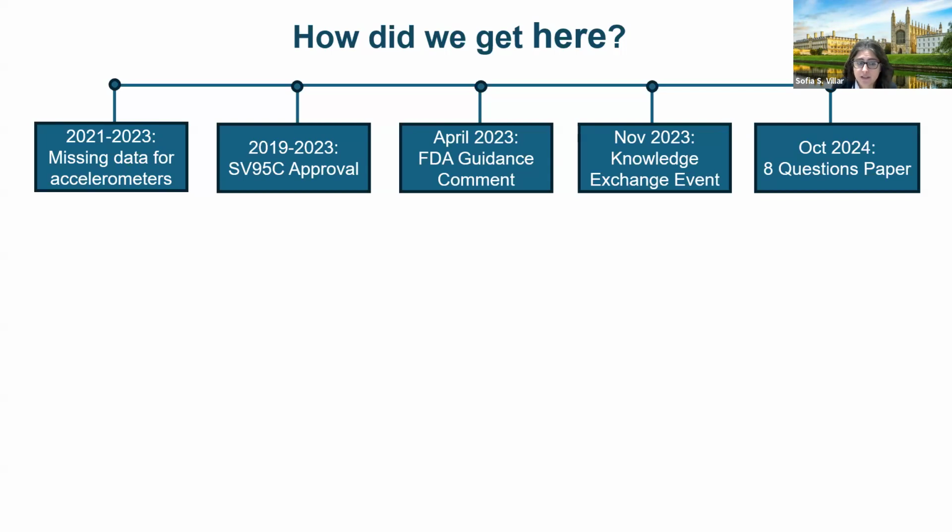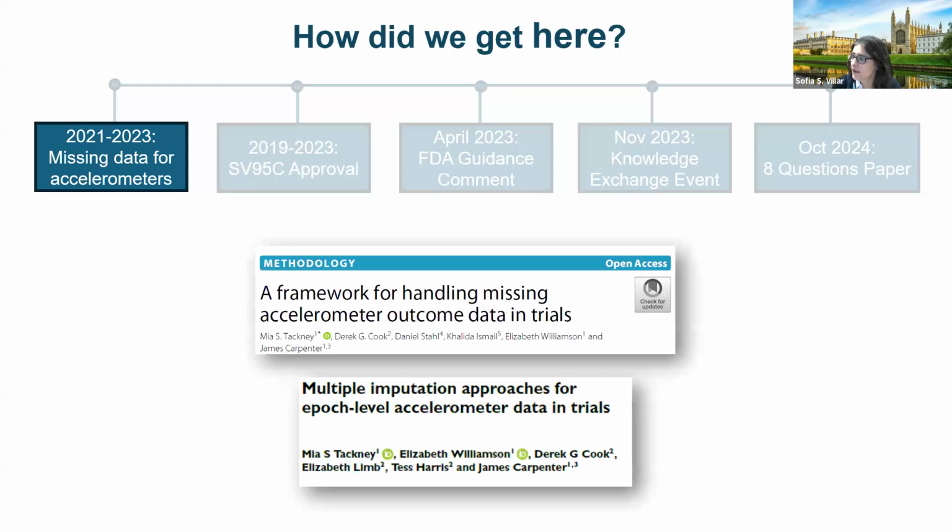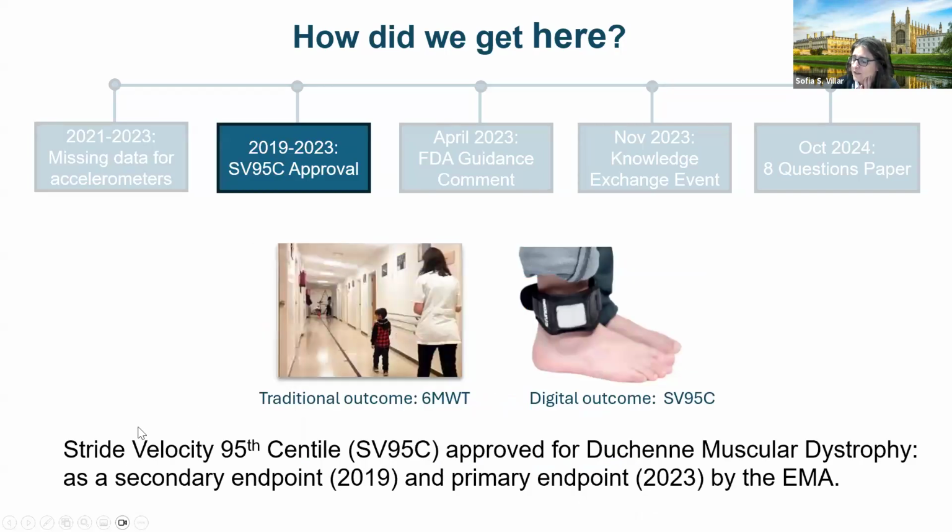In October 2024, Mia came to work at the Biostatistics Unit with me on a fellowship track position, and we started to think together about what we wanted to work on as part of her fellowship application. And so we started looking closely at the 2019-2023 SV95C approval. I will describe this a little bit more. And we thought that combining the knowledge of missing data and design of clinical trials was something we could think of. So these are the papers that you can check out. Mia worked on them with Fizz Williamson and James Carpenter, and this was part of our starting point.